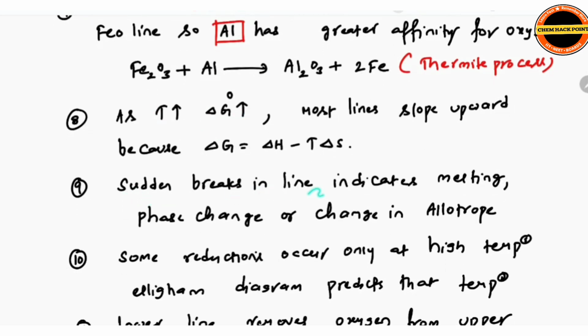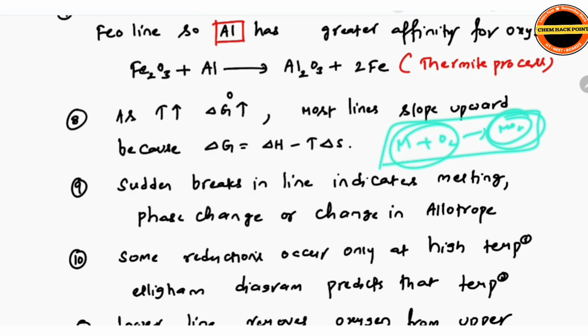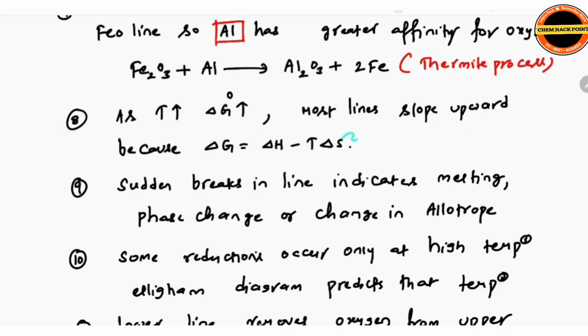Next, sudden breaks in the line. See here, delta S is negative here, remember. Why is delta S negative? Because when a metal oxide like MO2 is formed, entropy decreases. Whenever two elements like M plus O2 combine to give one compound, MO2, overall entropy decreases. Entropy decreasing means delta S is negative.